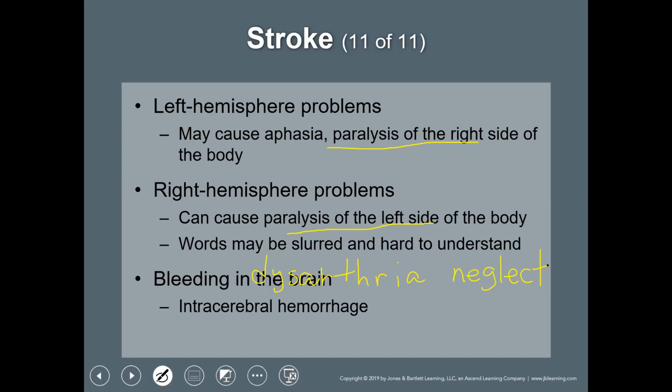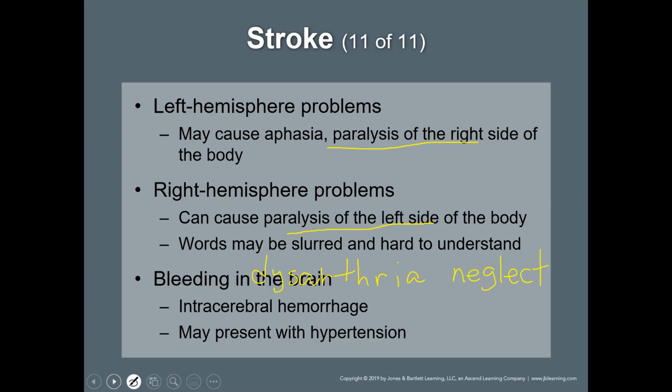And then the bleeding, the hemorrhagic stroke, we can have with hypertension and intracerebral hemorrhage. Most of the time in the field, we can't tell whether it's a bleed or an ischemic stroke, but it doesn't really matter because we need to get them where they need to go quickly.